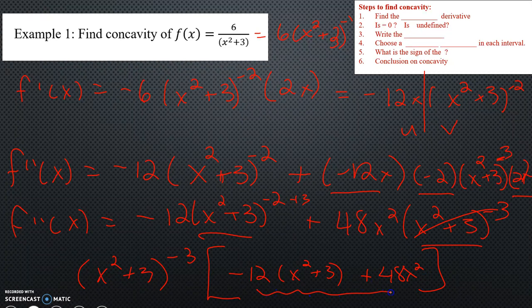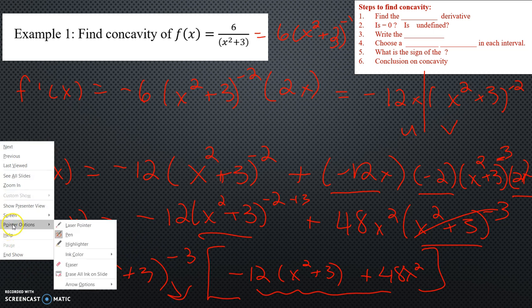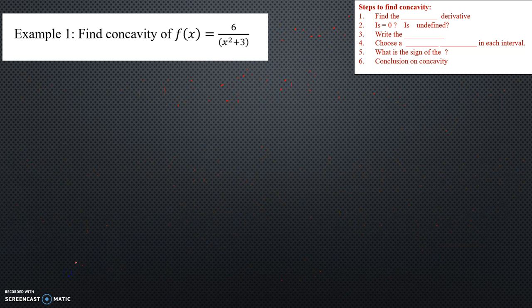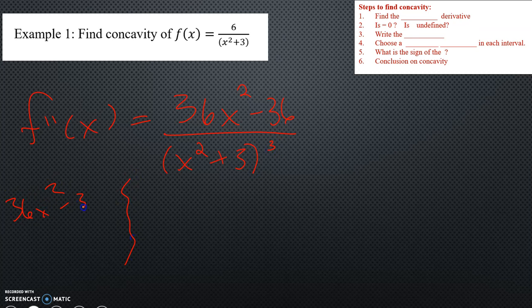I am then going to clean up inside my brackets and bring x squared plus 3 to the negative 3 to the numerator. So my second derivative will finally look like 36x squared minus 36 all over x squared plus 3 cubed, equaling the numerator to 0 and equaling the denominator to 0 will give me our undefined.